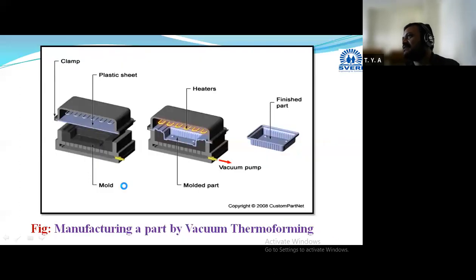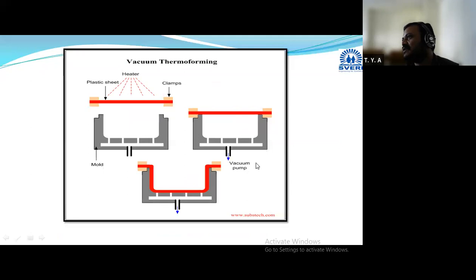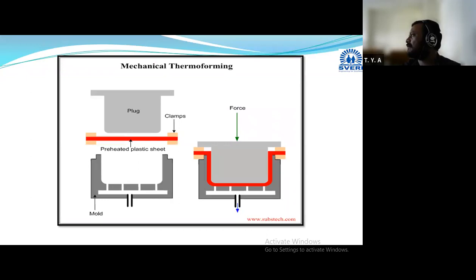So this is the concept of thermoforming, and it has three types. It is very simple. We are just changing the medium by which we are creating the pressure. When air medium is used for application of that pressure, it is termed as pressure thermoforming. When we use vacuum or a vacuum pump to create that force, it will be termed as vacuum thermoforming. And when the force is applied with the help of a plunger or mechanical means, it will be considered as mechanical thermoforming.